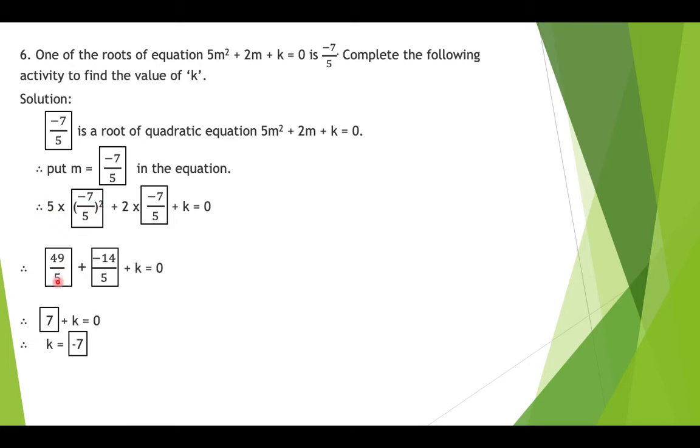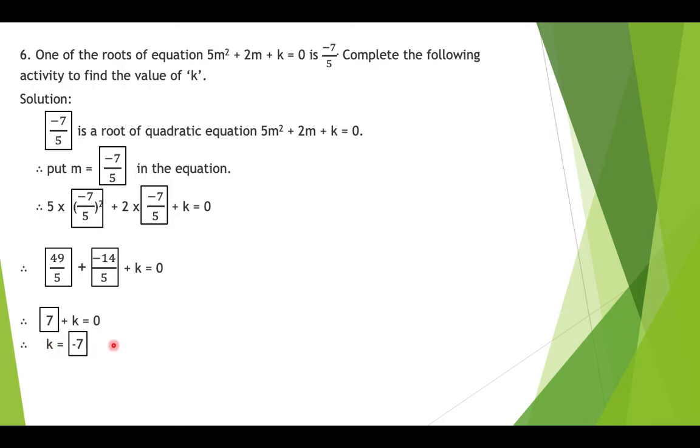So 5 ones are 5, 5 fives are 25, plus 7 into 2 is 14, minus 14 by 5 plus k is equal to 0. So since the denominators of both of them are the same, we are going to get 49 minus 14 is 35, 35 by 5 is 7. So we are going to get 7 plus k is equal to 0. So k is equal to minus 7.